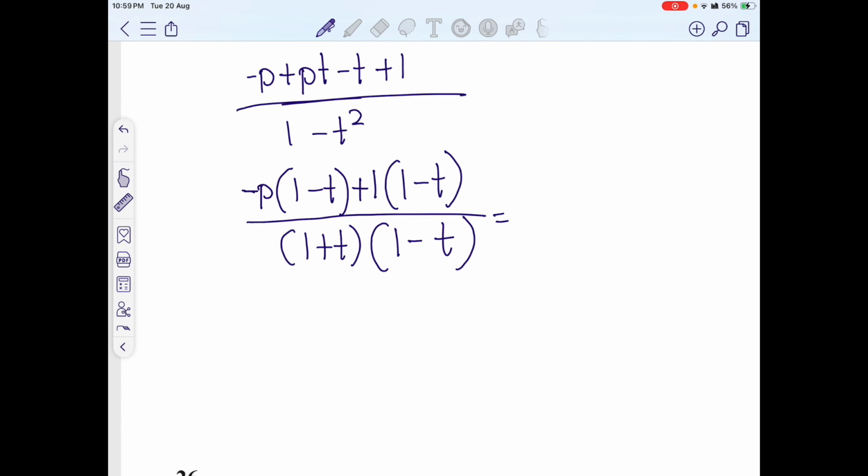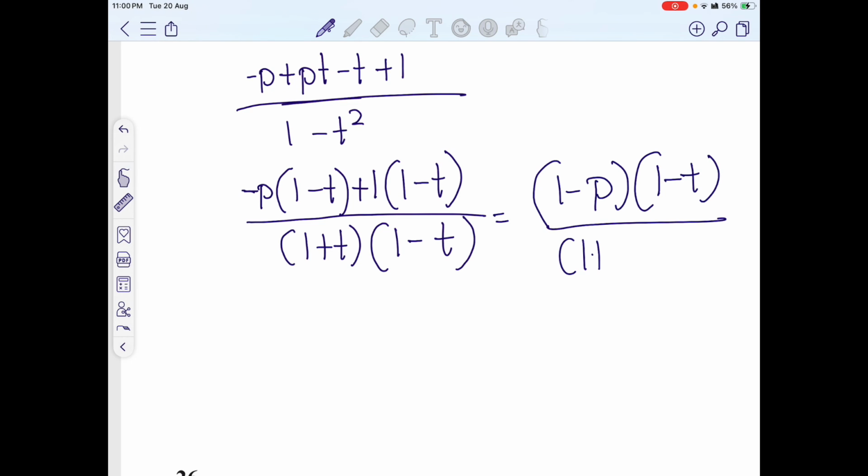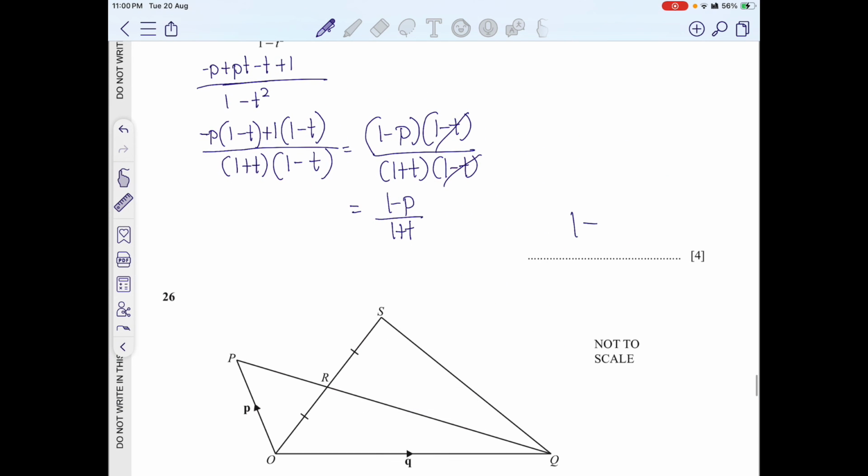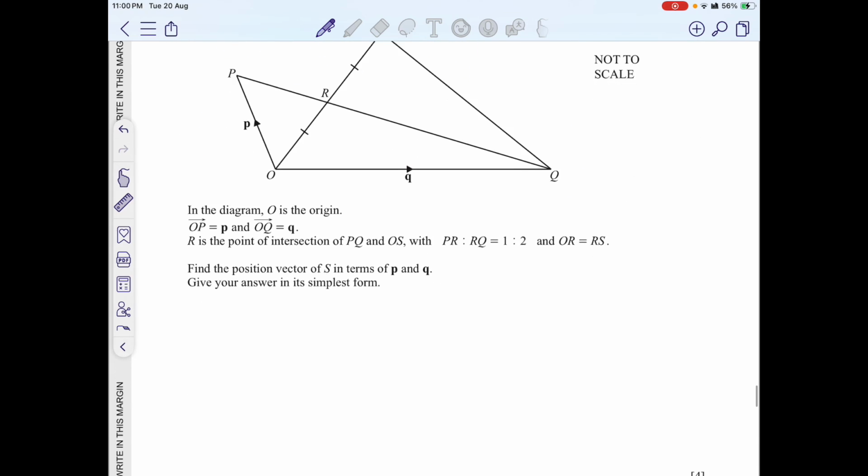So if I further break it down, I would get 1 minus p, 1 minus t, is equal to 1 plus t and 1 minus t. I can cancel these out and I would get 1 minus p over 1 plus t. That is what I've got here, 1 minus p over 1 plus t. The last question is regarding vectors.